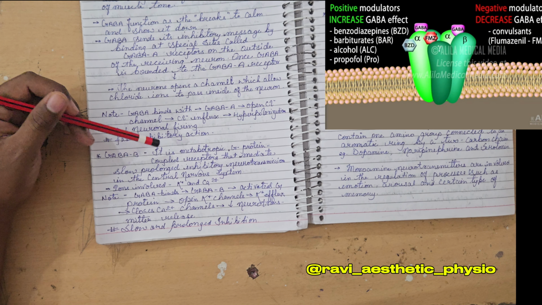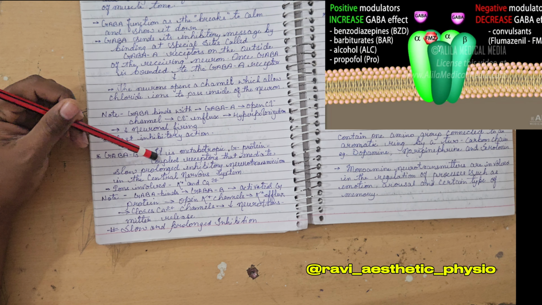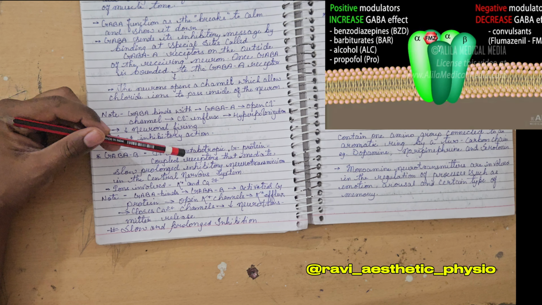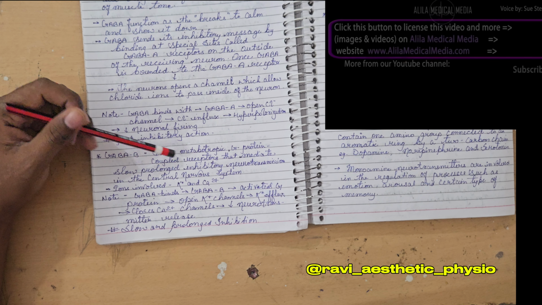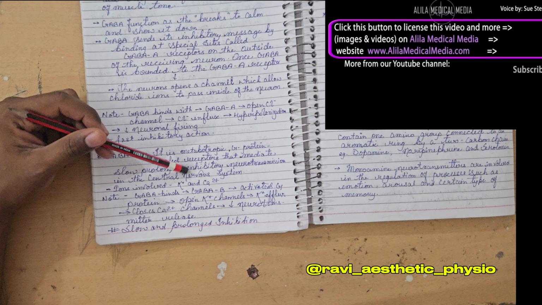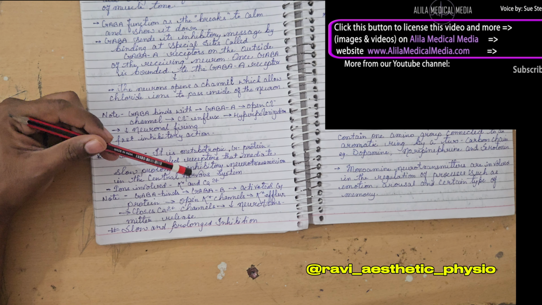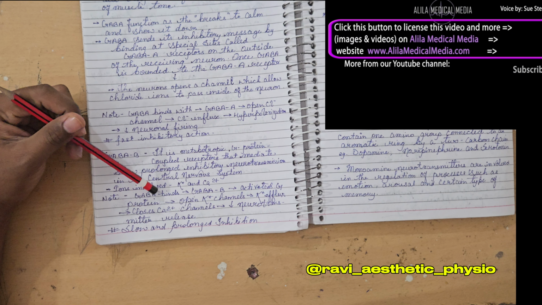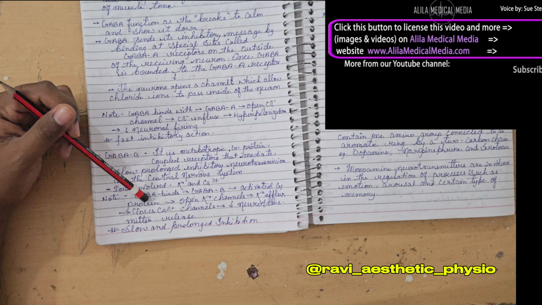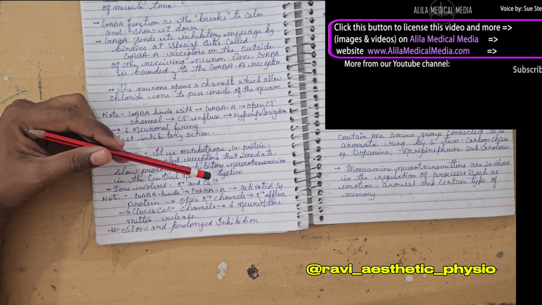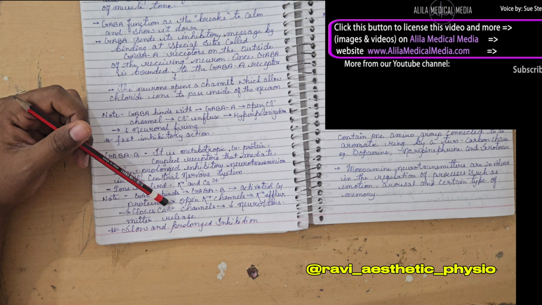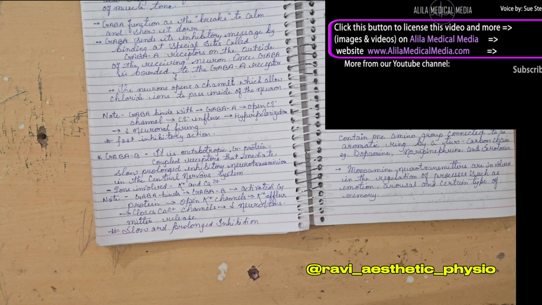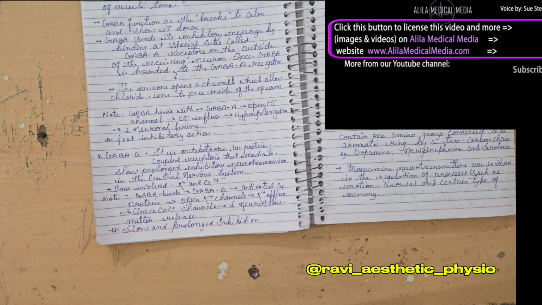Next is the GABA-B receptor. It is a metabotropic G protein coupled receptor, which mediates slow, prolonged inhibitory neurotransmission in the central nervous system. The ions involved are potassium and calcium. Note: GABA binds with GABA-B, activates G protein, opens the potassium channel, potassium efflux occurs, the calcium channel closes, and neurotransmitter release decreases, giving slow prolonged inhibition.